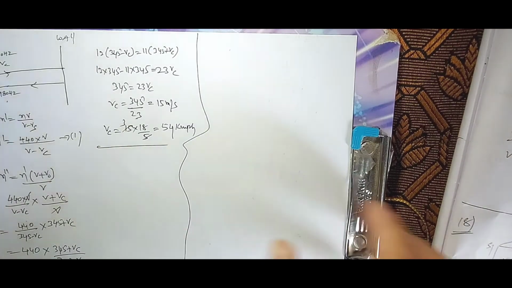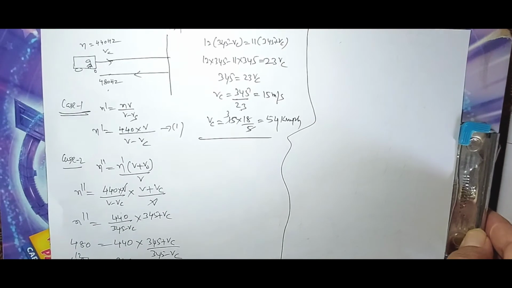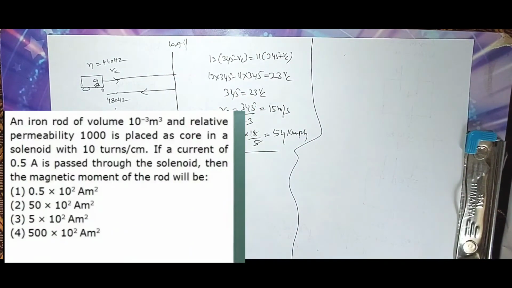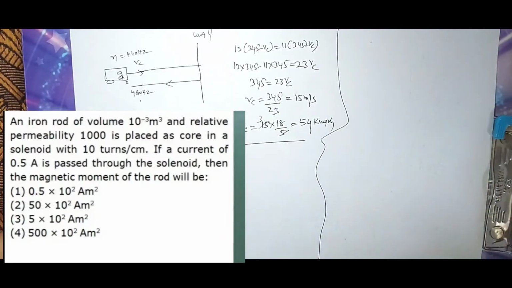Now, let us discuss another question here. What is that question? An iron rod of volume 10 to the power of minus 3 meter cube and relative permeability 1000 is placed as core in a solenoid with 10 turns per centimeter. If current of 0.5 amperes is passed through solenoid, then the magnetic moment of the rod will be.